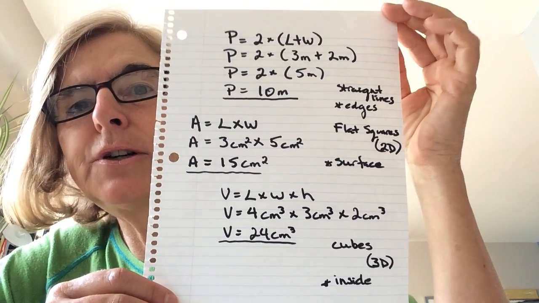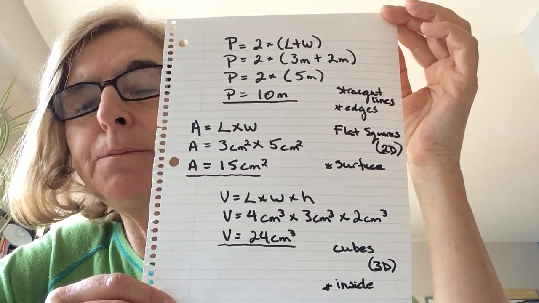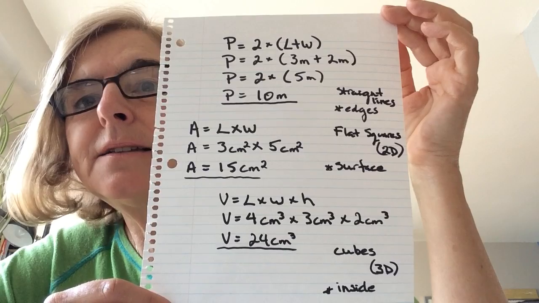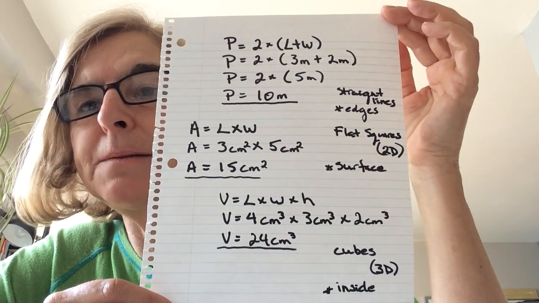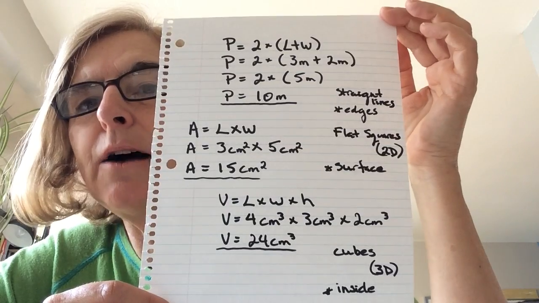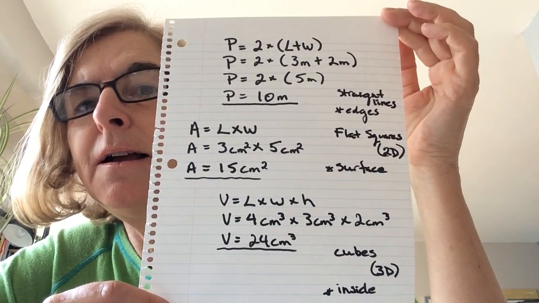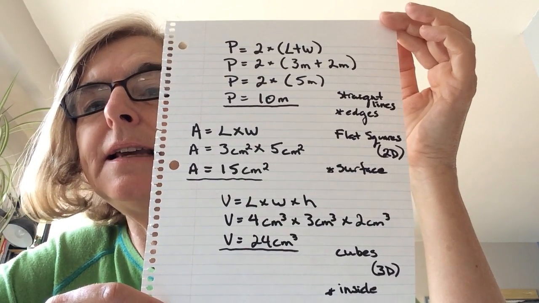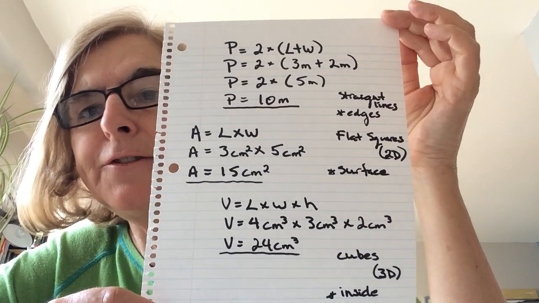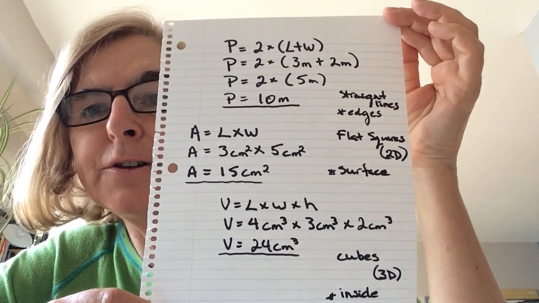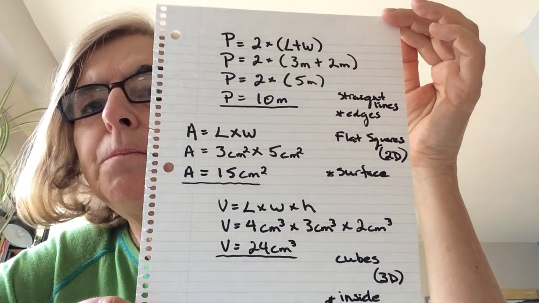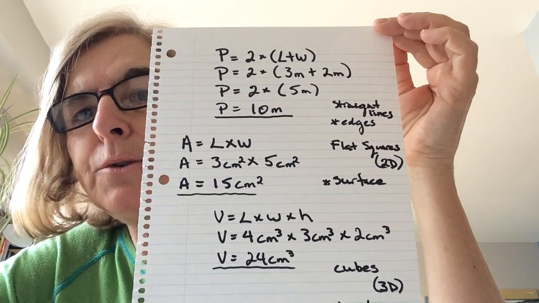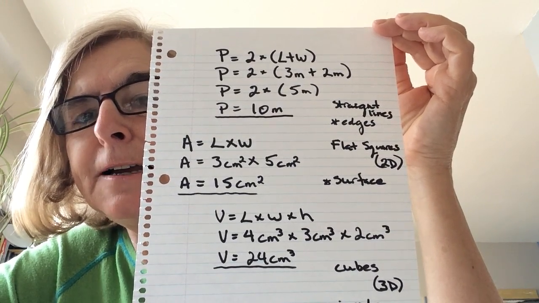I also want you to notice that when we're doing perimeter, we're using straight lines to measure. So the unit is just meters or centimeters or kilometers, depending on how big the space is that we are measuring. Area is using flat squares, and the indicator for that is a little 2 after the centimeter or meter, or again, whatever unit you're using. But you have to put that in. So I want you to really do the same thing with your numbers as I have here, okay?